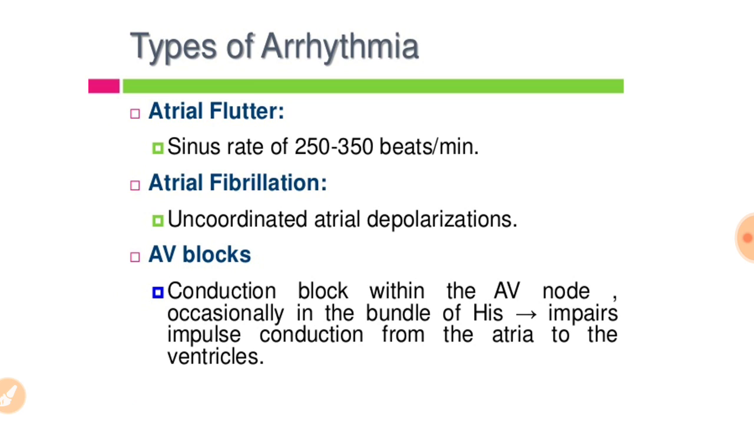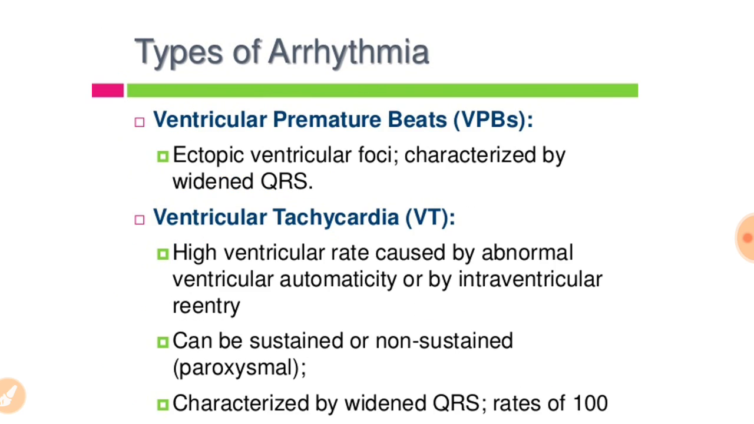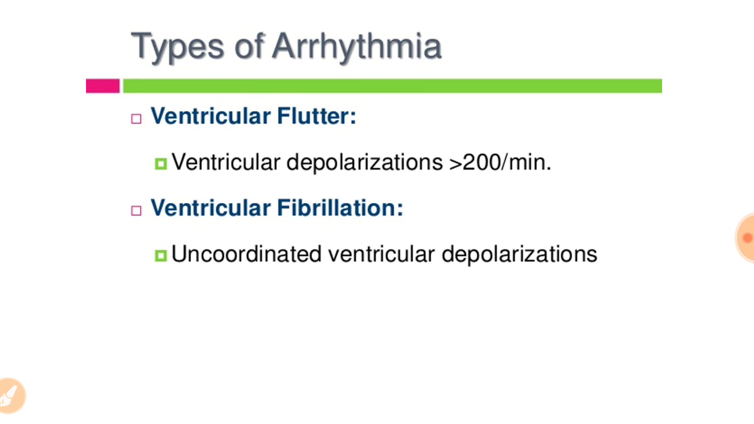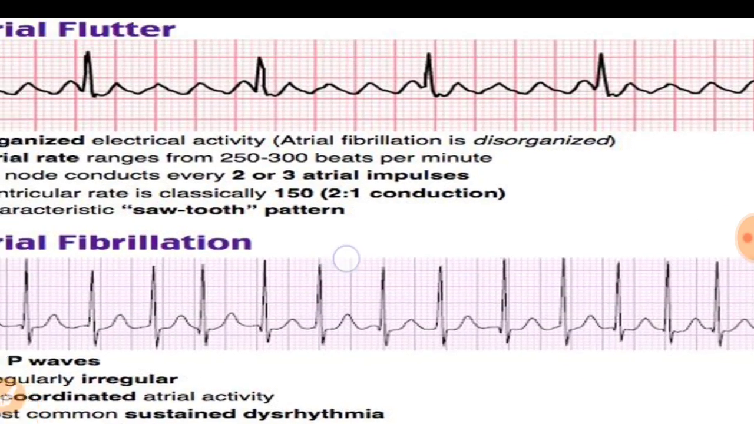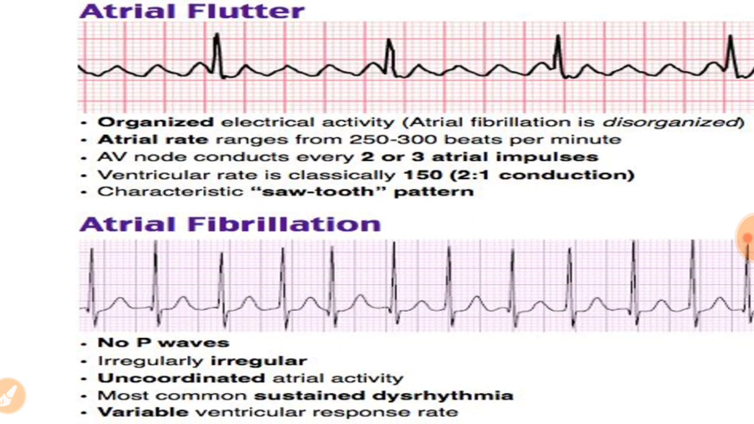Just know that the atrial rate of flutter is 250 to 350 beats per minute, and fibrillation is just uncoordinated atrial depolarization. In a similar way, regarding ventricular arrhythmia, flutter is greater than 200 per minute and fibrillation is just uncoordinated ventricular depolarization.